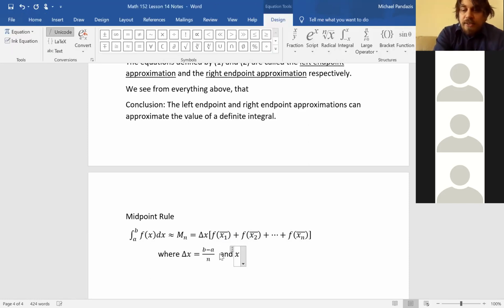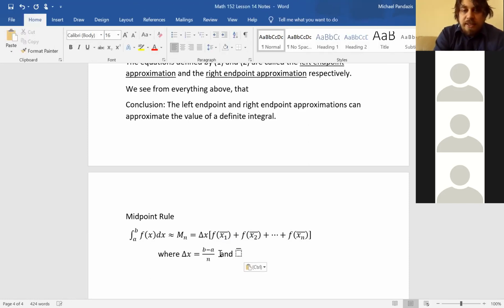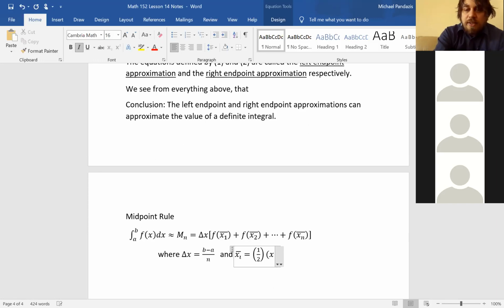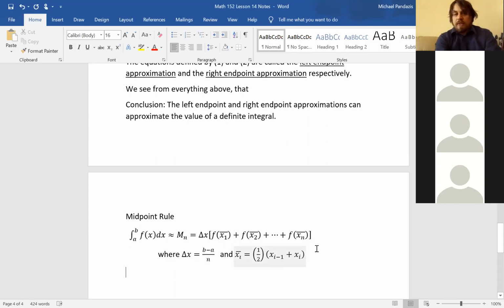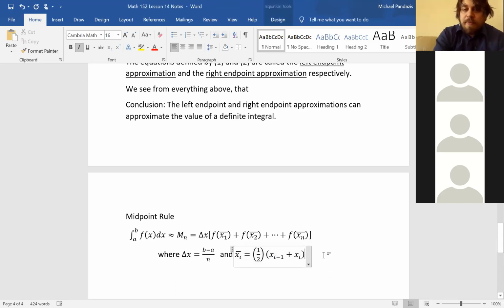And x sub i bar is equal to 1/2 times x sub i minus 1 plus x sub i. And that's equal to the midpoint of the closed interval x sub i minus 1 comma x sub i.